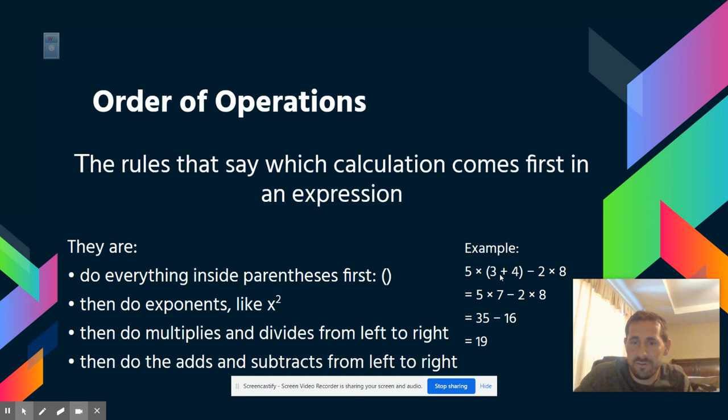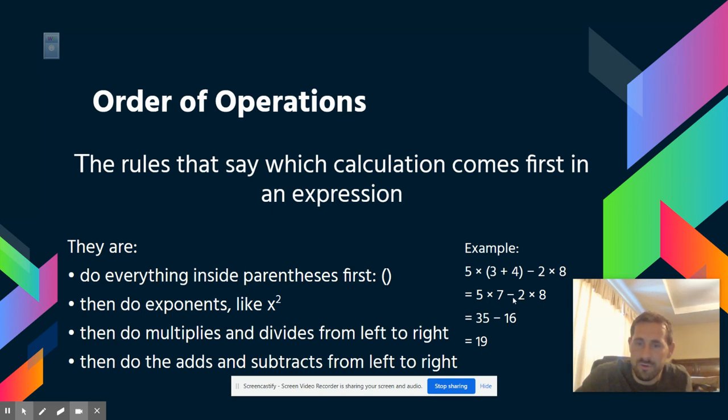So, parentheses first: 3 plus 4 turns into 7. We just bring down the 5, the multiply, the minus 2, and the times 8. Okay, so now we have a new problem where we've gotten rid of our parentheses. Now we have multiplication, subtraction, multiplication.